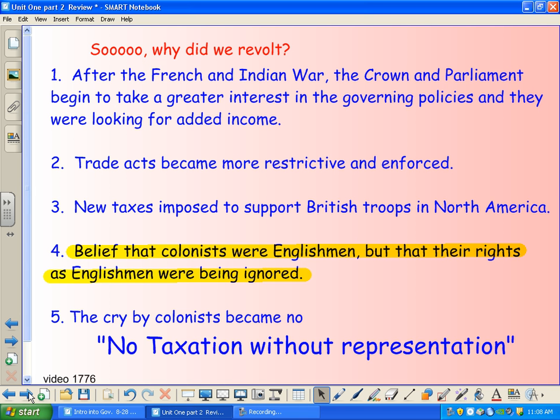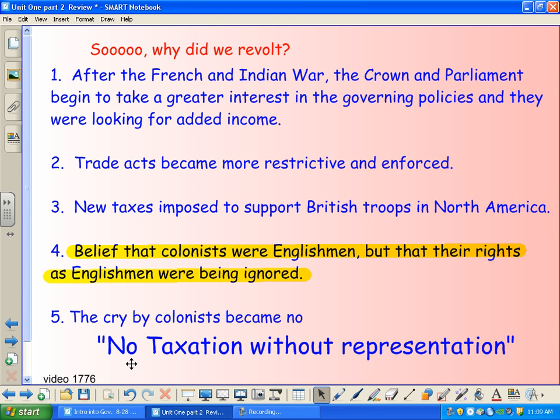Britain then imposes new taxes to support the British troops in North America. And for the colonists, again, believing themselves to be Englishmen, they saw their rights were pretty much being ignored because there was no one in the Parliament that represented the colonists. They had no voice. And remember, when we're looking at government, refer back to that, the idea of government, there needed to be representation. And for the colonists, they saw no representation. So thus came this slogan, no taxation without representation.